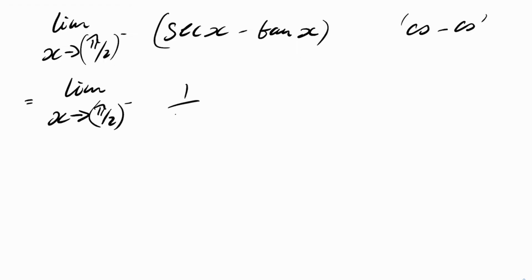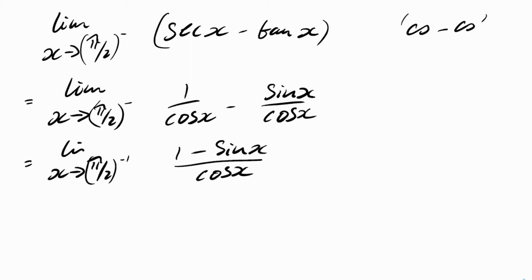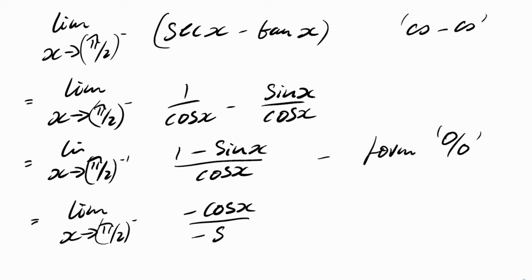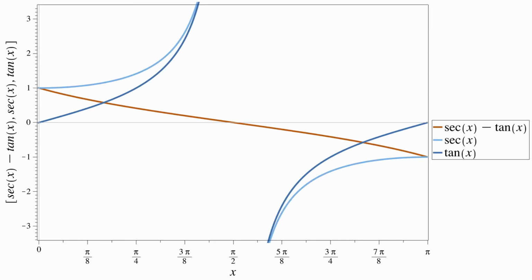If I write this as 1 over cos x minus sine x over cos x, I can simplify this to 1 minus sine x over cos x. And now, because this is of the form 0 over 0, as x tends to pi by 2, I can now use L'Hopital's rule straight away. So this is then the limit as x tends to pi by 2 from the left of the derivative of the numerator, which is just minus cos x, divided by the derivative of the denominator, which is minus sine x. And that's just 0.